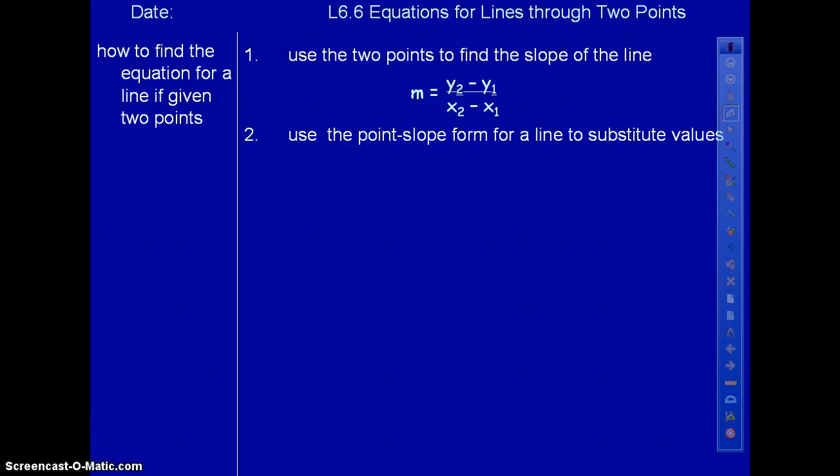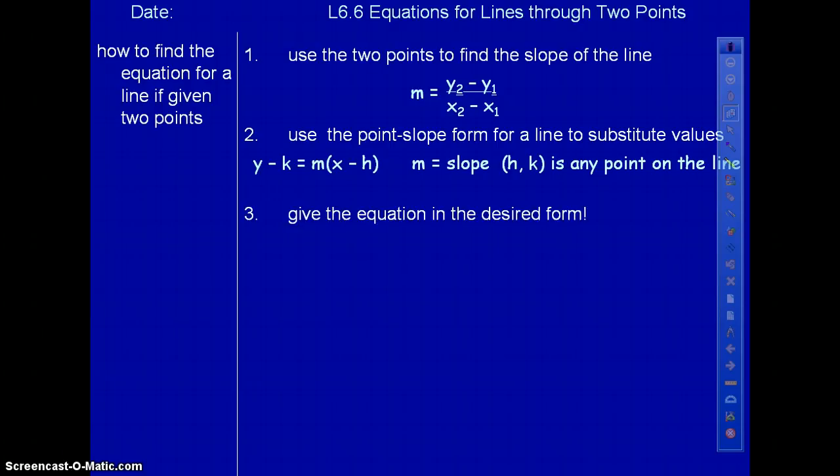The second step would be to use the point-slope form for a line to substitute the values. Again, point-slope form of a line says y minus k equals m times the quantity x minus h, where m is the slope of the line and (h, k) is any point on the line. h is obviously the x-coordinate, k is obviously the y-coordinate based on the way it is set up. And then give the equation in the desired form. Remember, slope-intercept form, where we see y equals, is the most beneficial for graphing purposes.